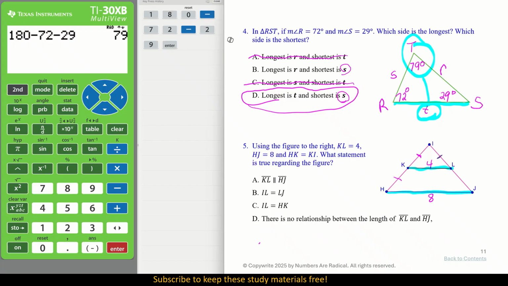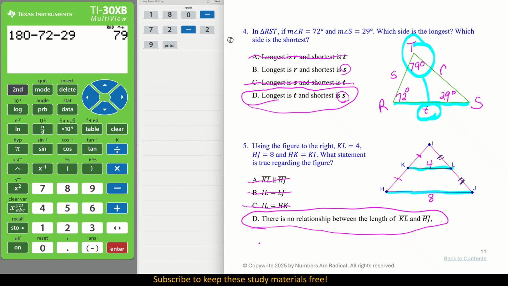This segment here, IL and LJ, they would have to be congruent. And without those little congruent marks that I have just added, or words saying that they're equal or congruent segments, without them, it does not apply. And because of that, we cannot accept A, we cannot accept B, we cannot accept C. We have to say there is no relationship between the length of KL and HJ.